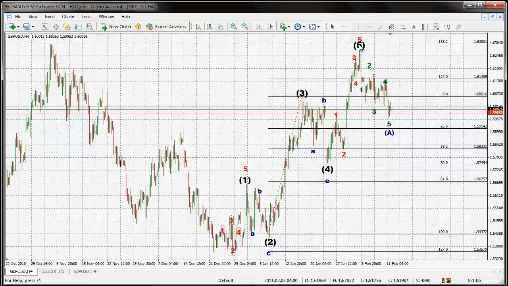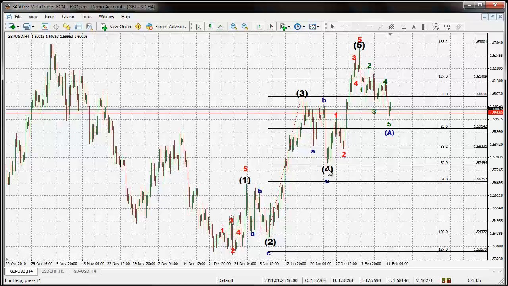And once you hit the wave 5, these are like super waves, and these are like smaller waves within waves. If you want to try and find these, you will see there will be corrective waves in them, and there will be some impulse waves inside impulse waves.